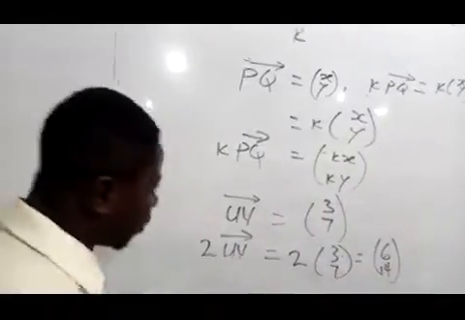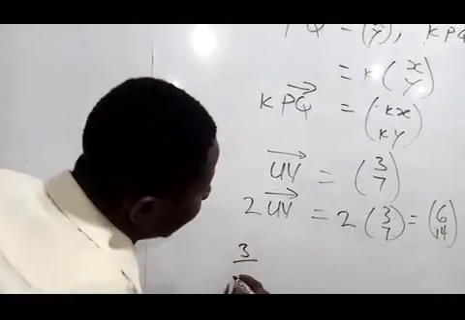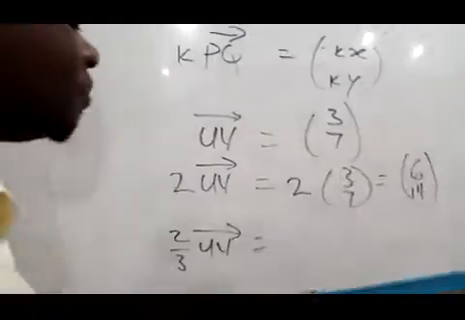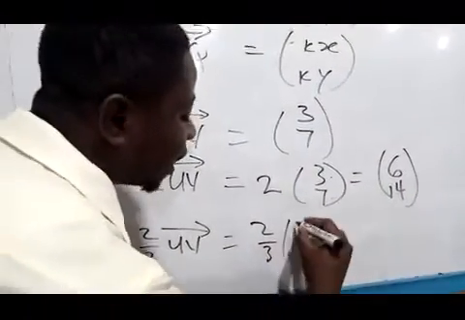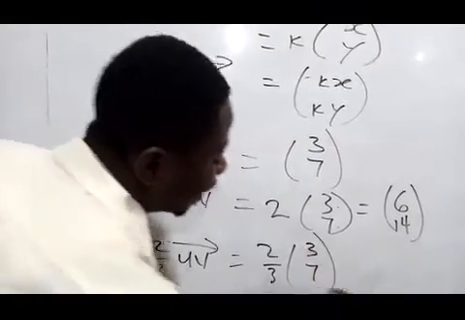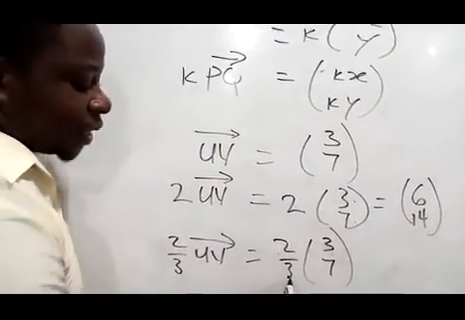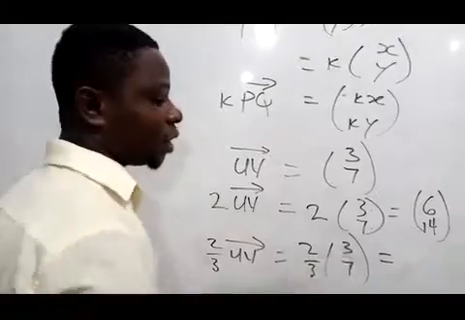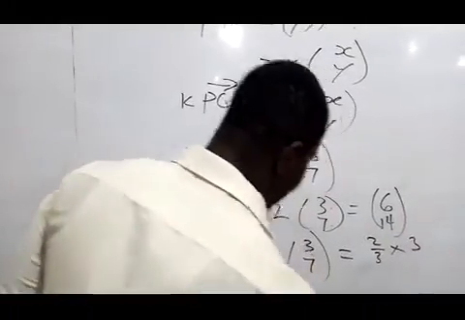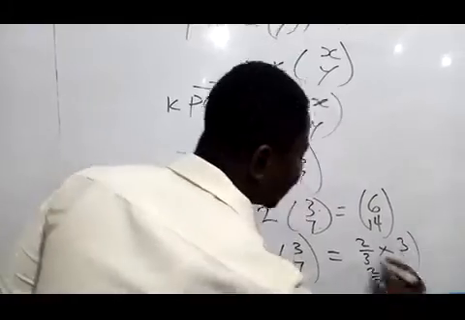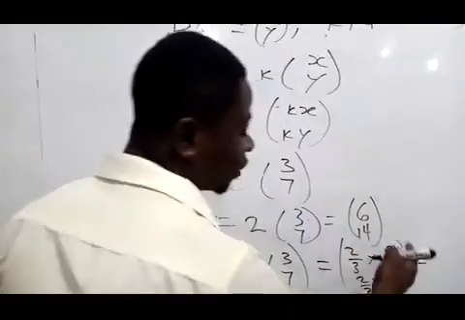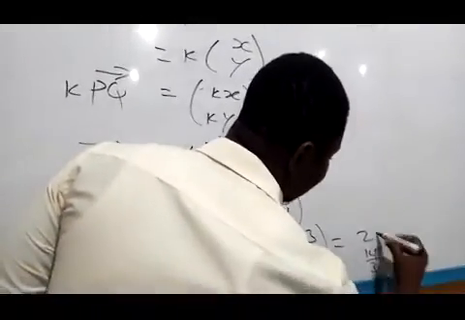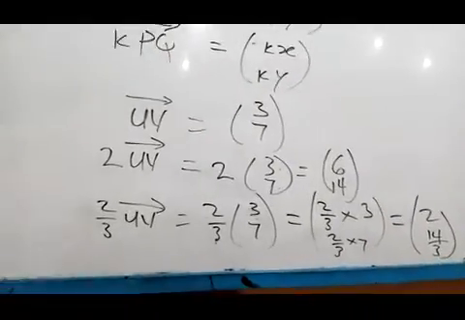Okay, let's take another one. Let's say they're asking us to find 2 over 3 UV. This is where people usually make mistakes. Instead of multiplying the 2 over 3 by both values, they multiply the 2 by 3 and the 3 by 7, which is totally wrong. They are supposed to multiply the whole fraction by 3, so it is going to be 2 over 3 by 3 and then 2 over 3 by 7. Then this will become 2, and then 14 over 3. That is the outcome for that particular question.